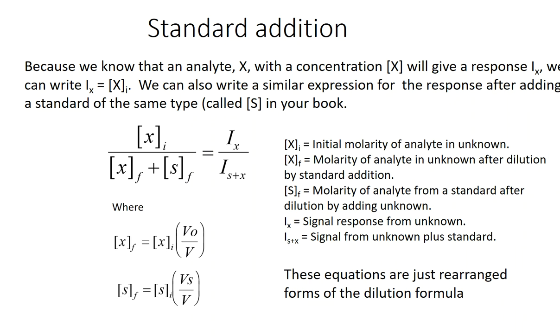Now, if we want to solve for the final concentration of X in terms of the initial in the matrix, we just use the dilution formula. Do you remember the dilution formula? M1V1 equals M2V2. That's what this is. So our final concentration is equal to the starting concentration times the dilution factor that we used. And that's for our unknown. And here's the concentration of the standard after we've diluted it, which is equal to the starting standard concentration times the dilution factor.